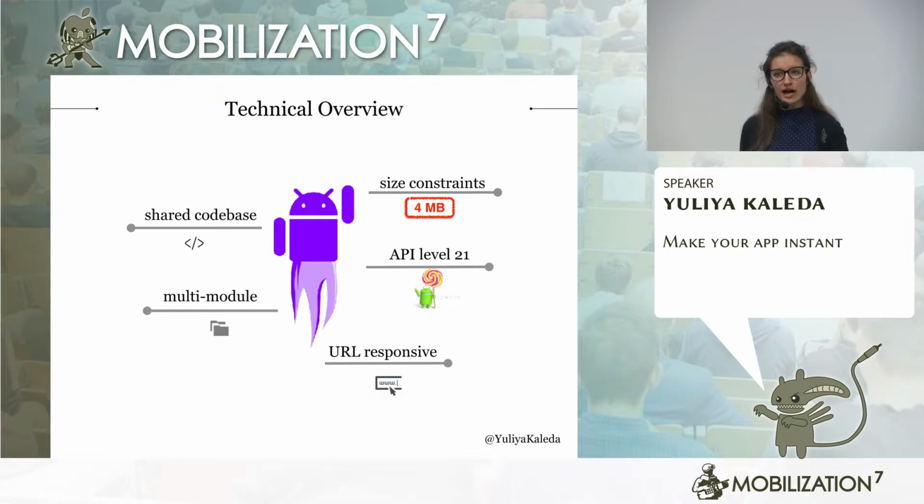It's being downloaded on the fly. So there are some constraints that we have to meet in order to build our instant app. And one of the constraints is a size constraint. So 4 megabyte size limit per module.